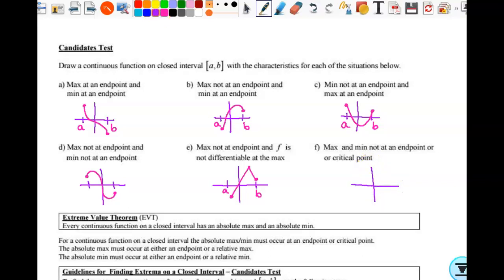Maximum, minimum, not at an endpoint or at a critical point. Well, that's not when the derivative equals 0, because that's where we get our critical points from. What are your critical points? Maximum is a minimum. So think about what it's asking you. Maximum or minimum can't be at the endpoint, and it can't be at a maximum or minimum, is basically what it says. So do you think you can draw anything like that? No. Okay? This is not possible.